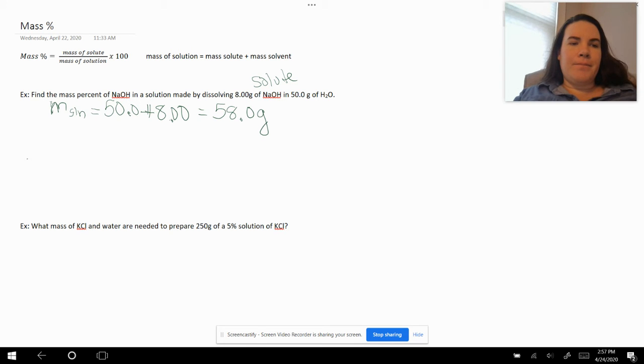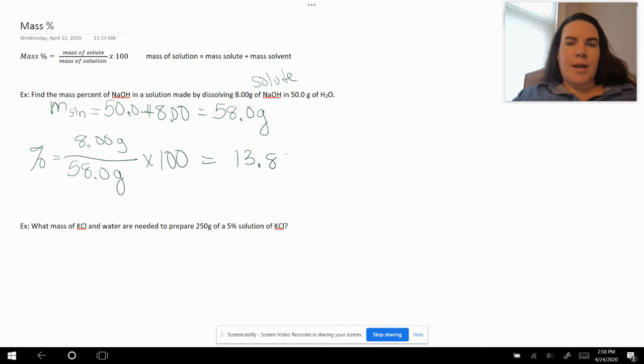To find the percent, it's going to be the mass of the solute, which is our NaOH. That's the 8 grams. Divided by the mass of the solution, which we just added together. Times 100, so it's a percentage. And because both of these masses have 3 sig figs, your answer will as well. And that would be 13.8%. And we write the name of the solute at the end. So what that means is that just under 14% of the solution mass comes from sodium hydroxide.